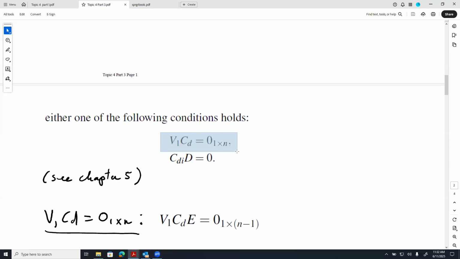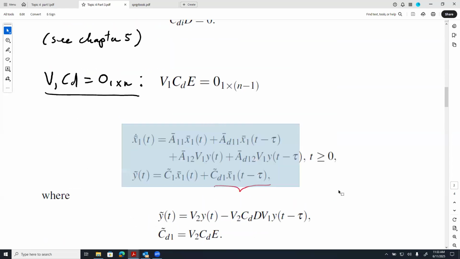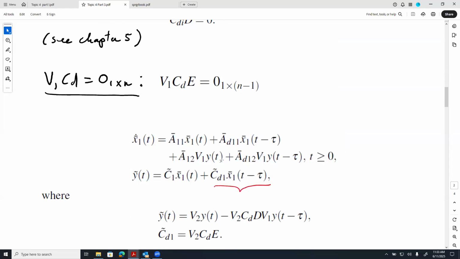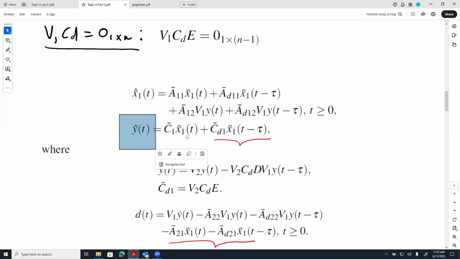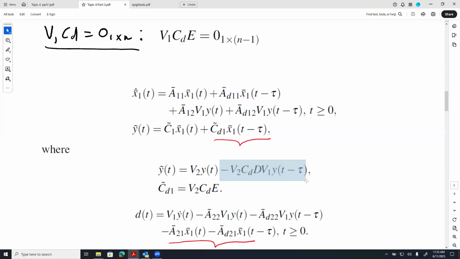One condition is much more restrictive than the other condition. Because it's restrictive, it leads to a much simpler reduced order time delay system with a delay stack vector term in the output measurement. Okay, so that's the difference between this and the previous topic where we didn't have it. In the output measurement vector, we didn't have this term in there.